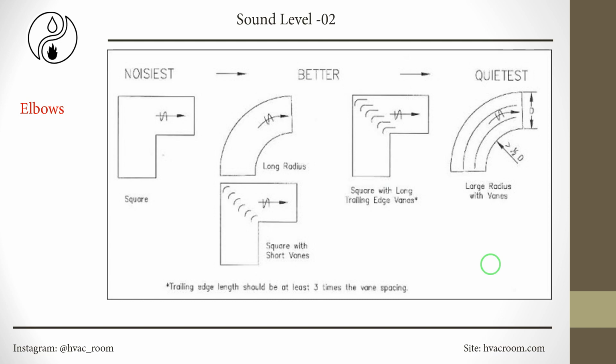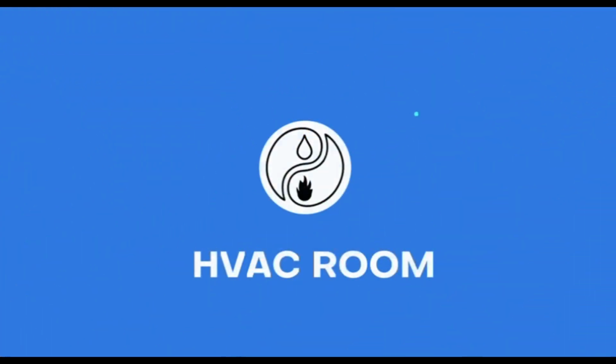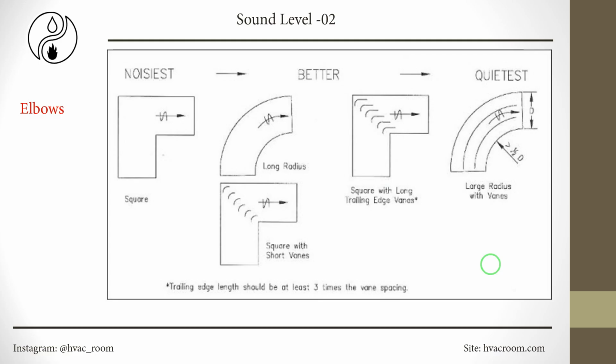In this video I'm going to talk about the other factors that are going to affect the sound level and noise criteria in the HVAC industry. So other than velocity and duct sizes that we talked about in the last video, the fittings are very important also. Fittings can play an important role in increasing or decreasing the sound levels.